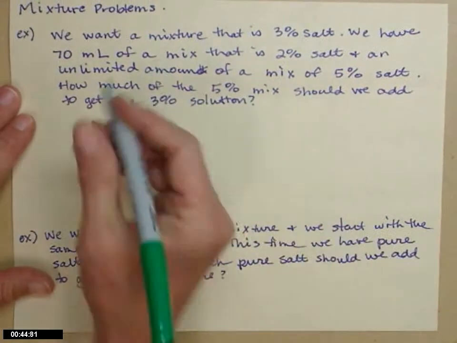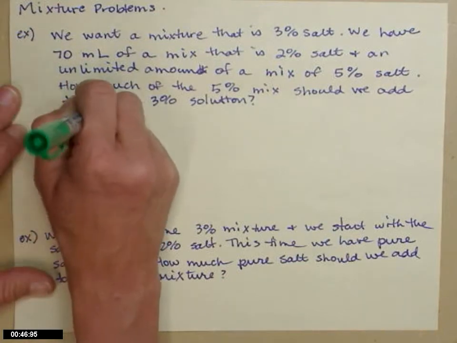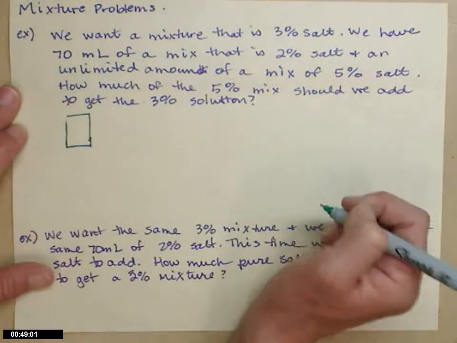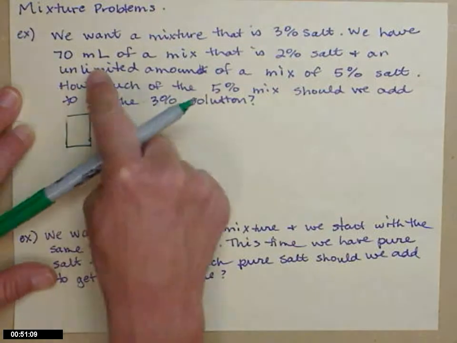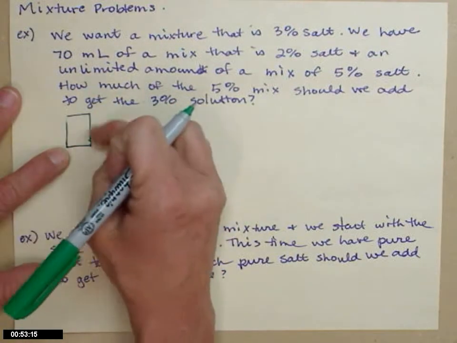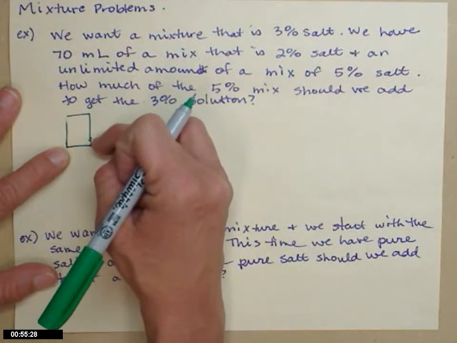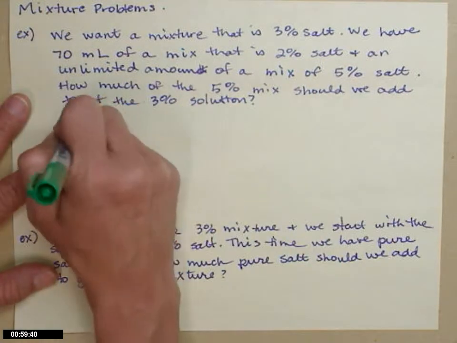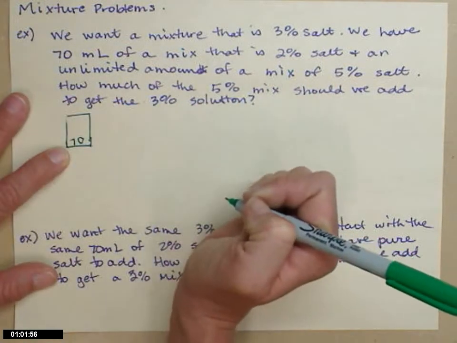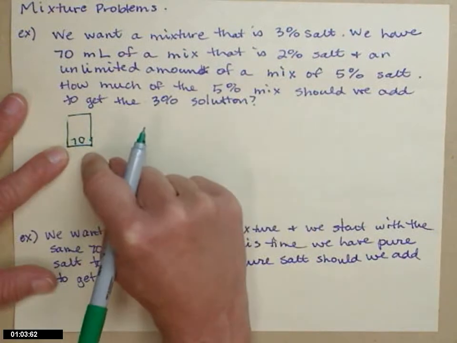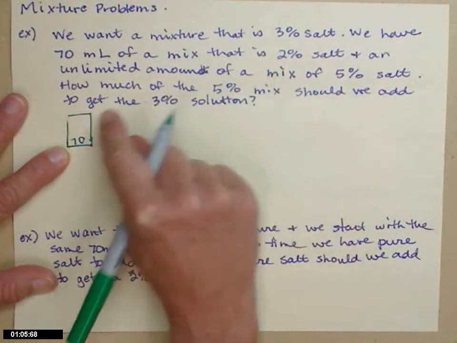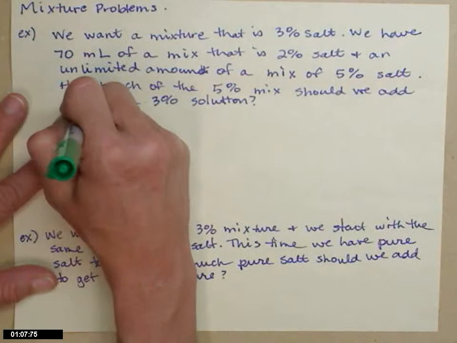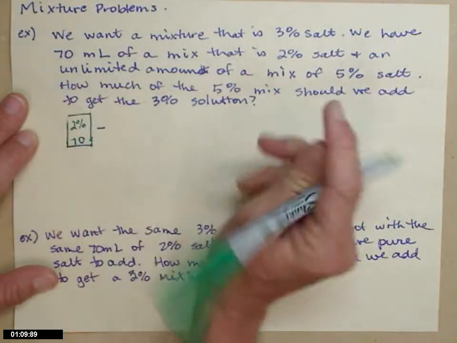All right. So my pictures look like this. I draw rectangles, and in the first one I put what we have to start with. So we have 70 milliliters. In each rectangle, I'm going to put a volume, so an amount, and also a percent. I want the percents to be the same in each box, so let's make sure. So I have 70 milliliters, and I want 2% salt. My percents are the amount of salt.